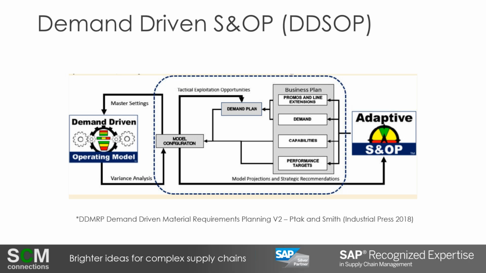So demand-driven S&OP, and thank you to Chad for permission to use this. This was pulled directly from the DDMRP book. And this talks about where S&OP fits in the whole process. You have execution, you have S&OP, and what type of activities take place there. The S&OP is a cyclical precursor to DDMRP.